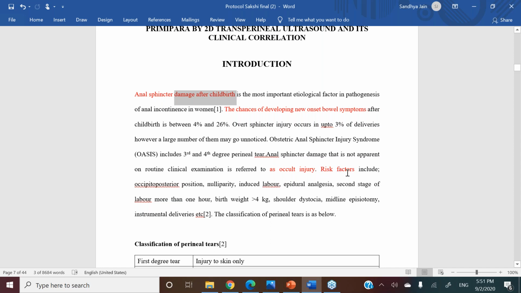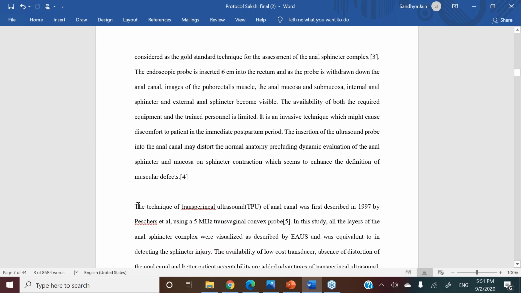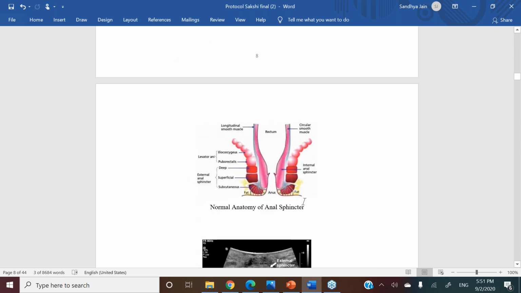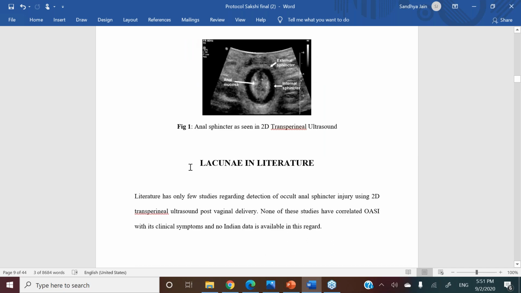Then I've talked about risk factors, and then I've put it in a table to make it nice and clear that these are the classification of injuries. And then I've touched upon ultrasound. Mind you, that was one of my parameters, as you saw in the title. I've touched upon the variety of ultrasounds, and then I have come on to my specific transperineal ultrasound, which I was interested in doing. So from general to transperineal ultrasound, and I put one or two pics to make it nice, and to see how a sphincter looks on ultrasound.